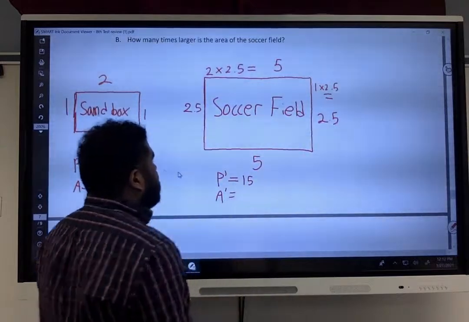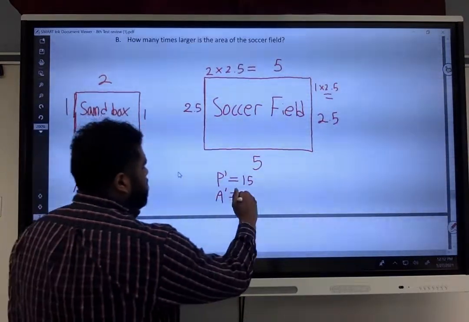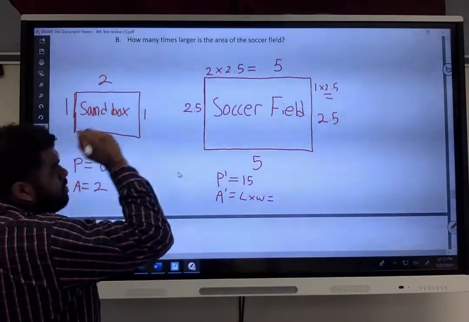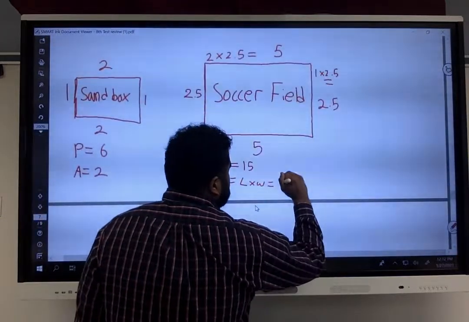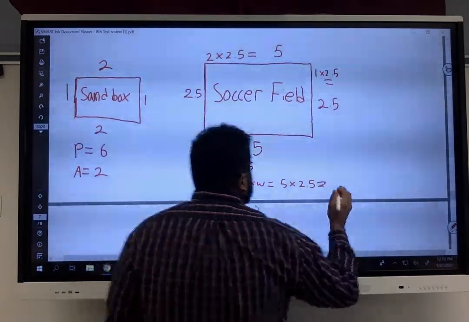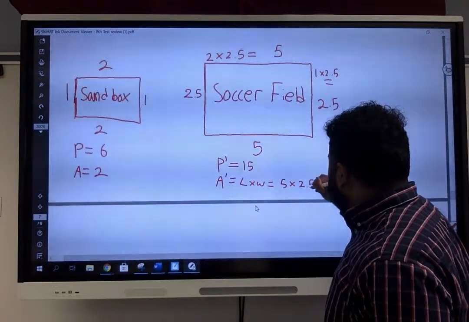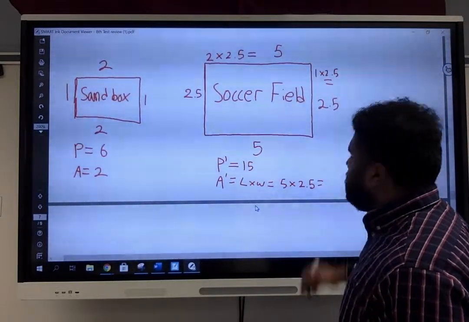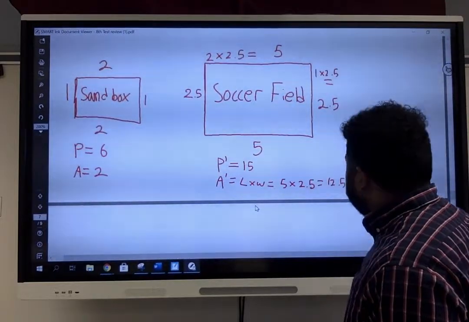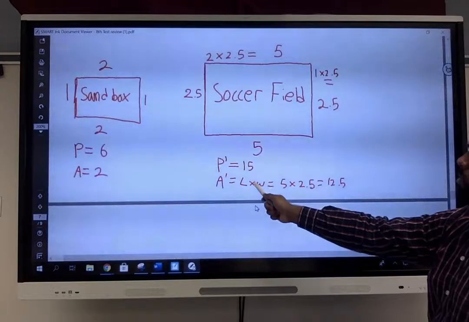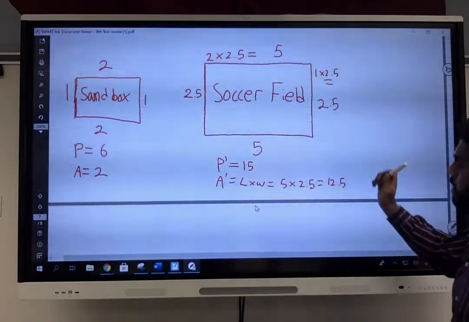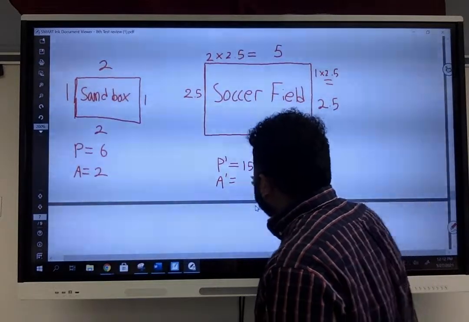Again, area equals length times width. So L times W, and length times width would be 5 times 2.5. 5 times 2.5 will get you 12.5. So our area will be 12.5.